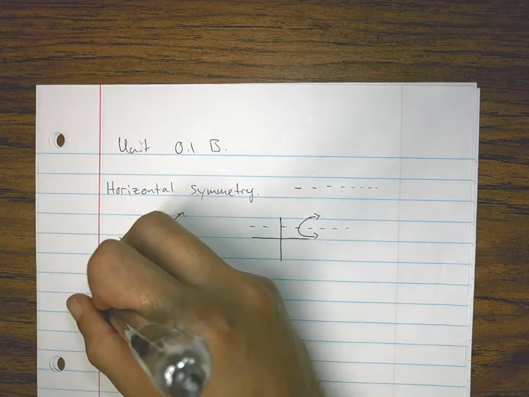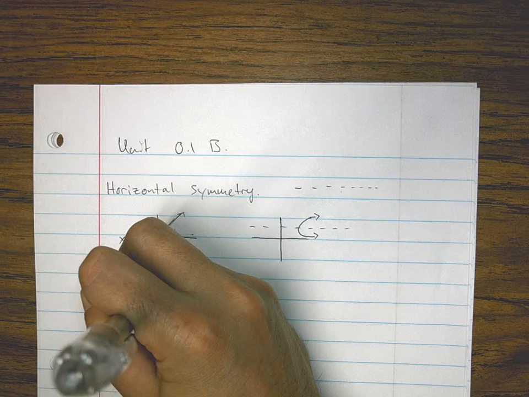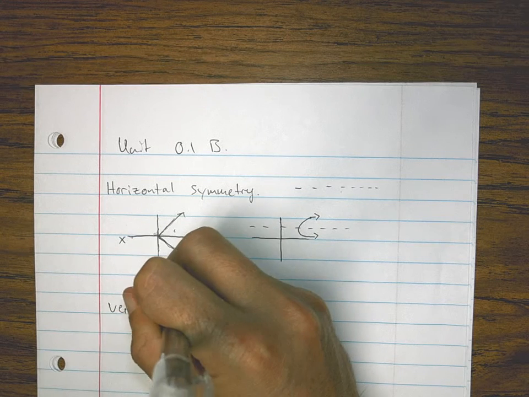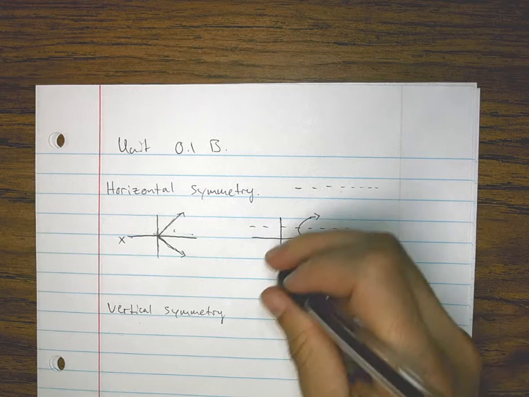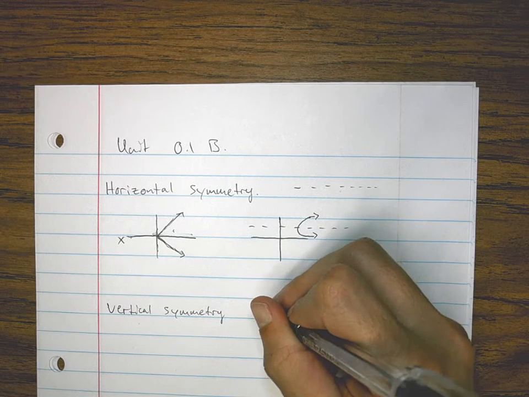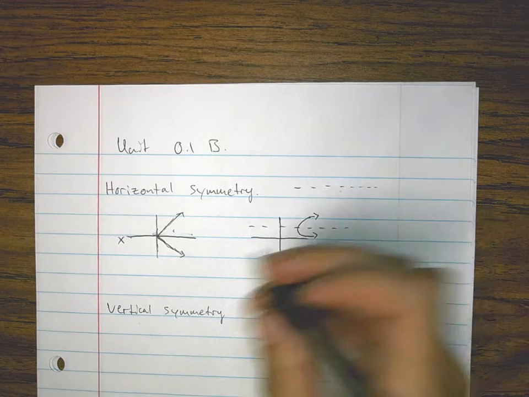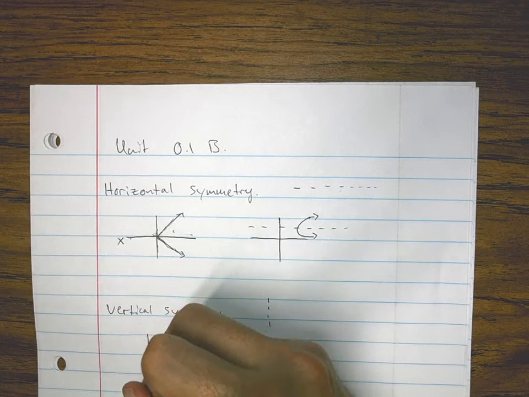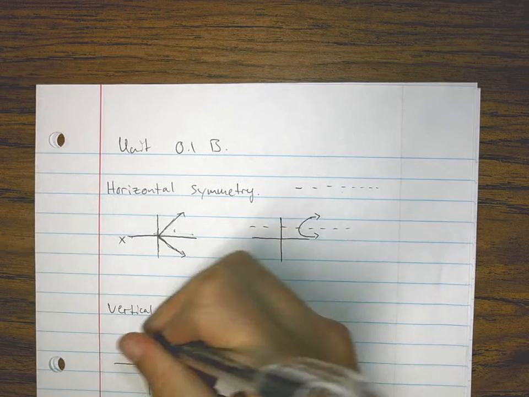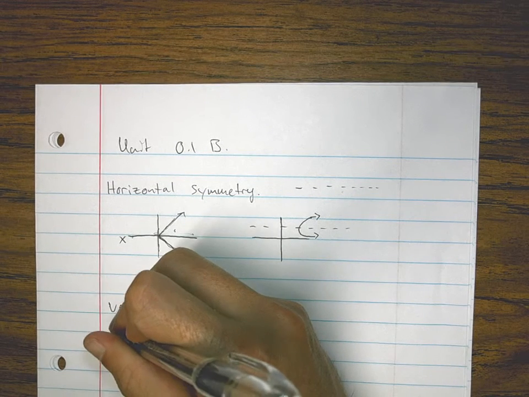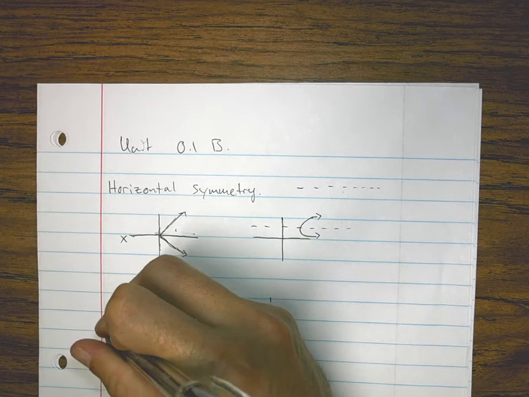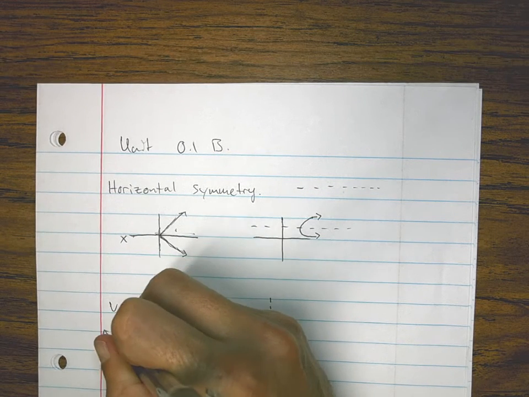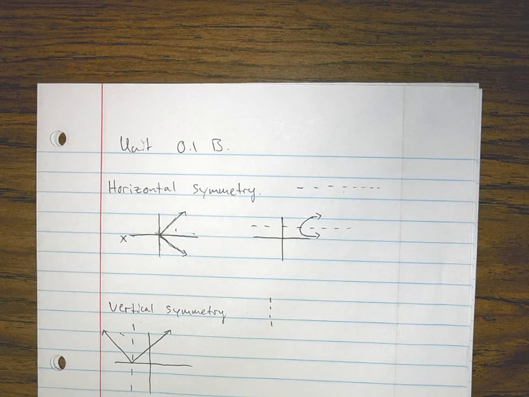So that's horizontal symmetry. Vertical symmetry is where the line is a vertical line that cuts the graph in half. So an example of that would be if you have this graph here, a V-shaped graph, and it was cut right down the middle. This is an example of vertical symmetry.